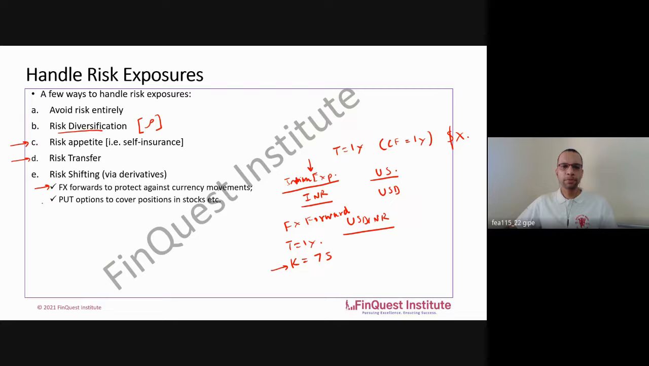Then there can be put options to cover certain positions on stocks. Now, we will spend time understanding options as well. So our international business class who have not studied options up till now, don't worry. Request you to hold on to this point for a bit. We have modules whereby we'll talk of options. At that time, we'll talk of call and put options, etc., and how exactly they get used as well. So request you to hold on till then.